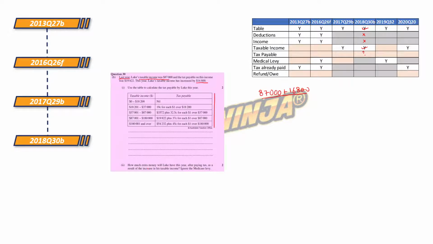What they're saying is, how much extra money will Luke have as a result of the increase in his taxable income? So you just need to work out the after-tax income last year versus the after-tax income this year, and the difference between those two would be your increase. You've been told that you can ignore the levy, so ignore the levy. You don't care about how much is owing and refund. That is not given.